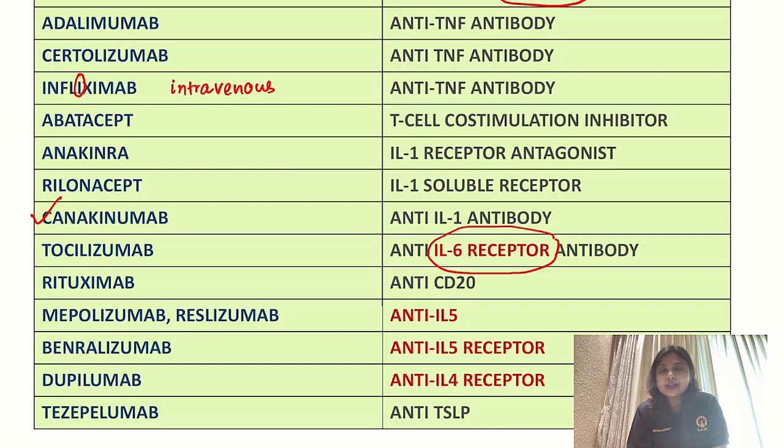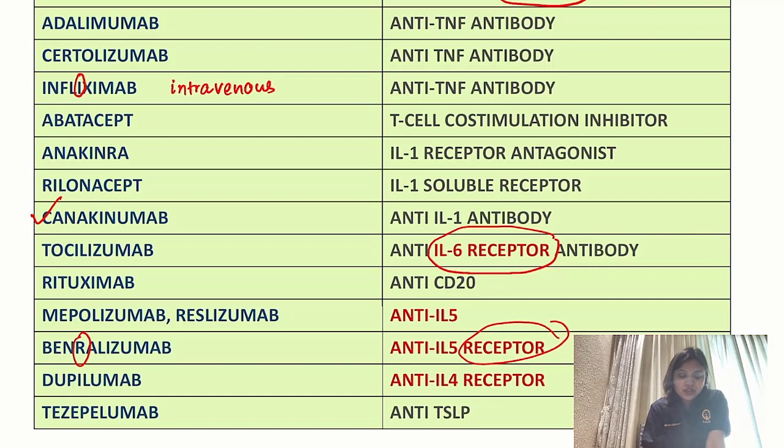Now coming to some drugs that we use in bronchial asthma. Mepolizumab, reslizumab is anti-interleukin 5. Benralizumab is anti-interleukin 5 receptor antibody, right? So why I'm saying that is anti-interleukin 5 receptor antibody? Remember, this is receptor, very important. You might get confused whether it is anti-interleukin 5 or anti-interleukin 5 receptor. How can you remember this? Benralizumab has got an R, so it is against anti-interleukin 5 receptor. Dupilumab is anti-interleukin 4 receptor.